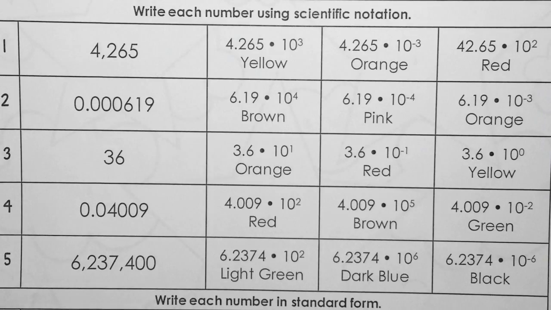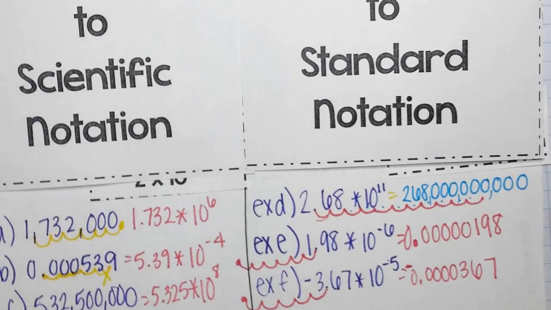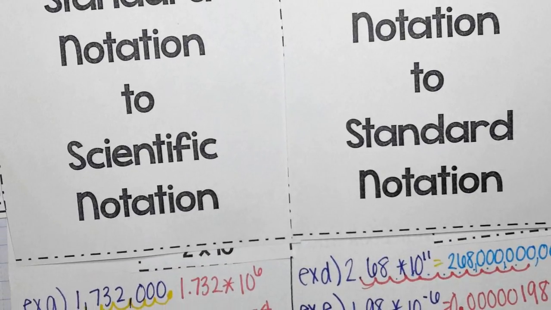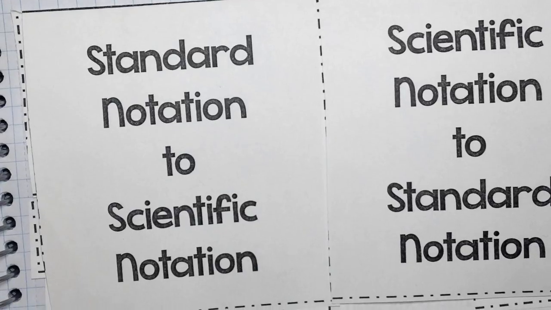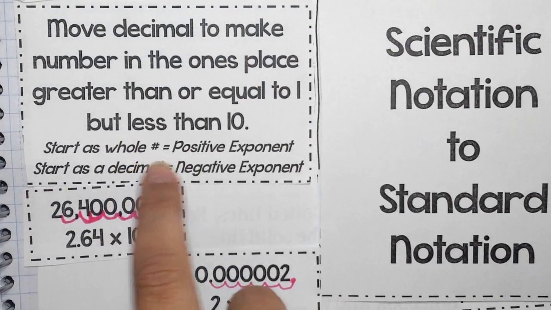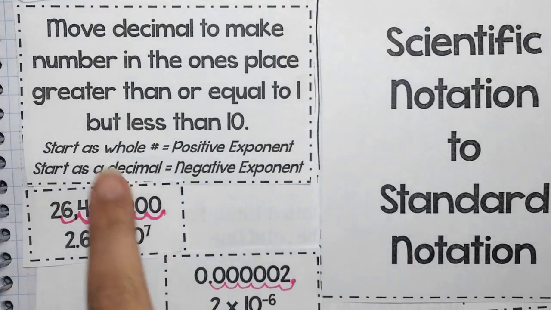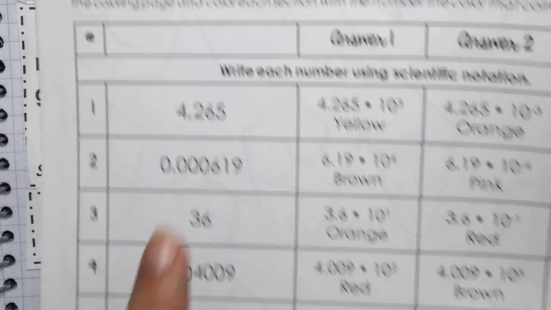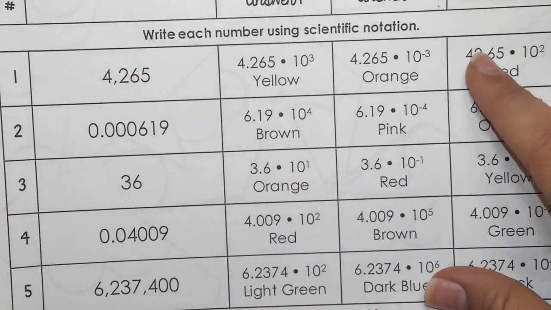For this first part, we're going from standard notation to scientific notation. So you should have your notebook out and open to your notes so that we can use our notes to help us. Now if it's a whole number, are you going to have a positive or negative exponent? Whole number is positive. And if it's a decimal, what are you going to have? Negative. Okay, so use that to help you with the first part.